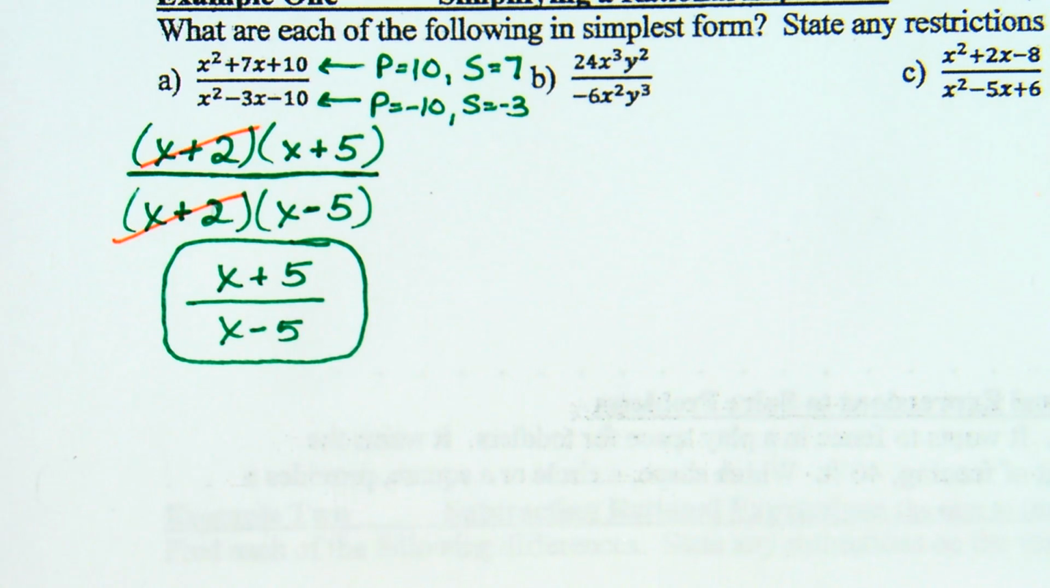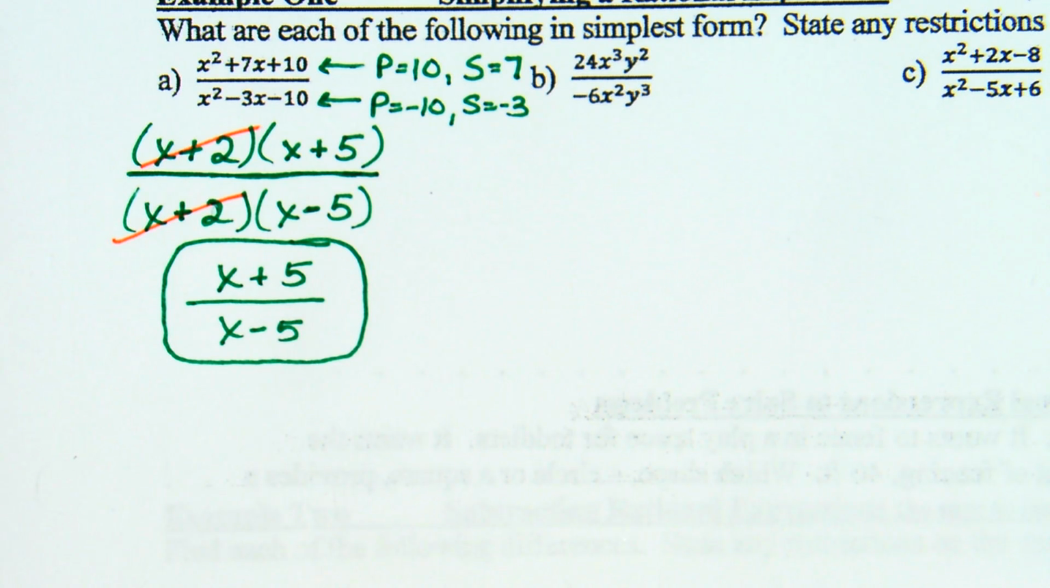Now, there is a secondary part here, and it says state any restrictions on the variable. Is there anything that x could not equal? And here's the deal, guys. We're dealing with fractions. What's true about the denominator of a fraction? Denominator can never equal 0. Are there numbers that might make this denominator equal to 0?